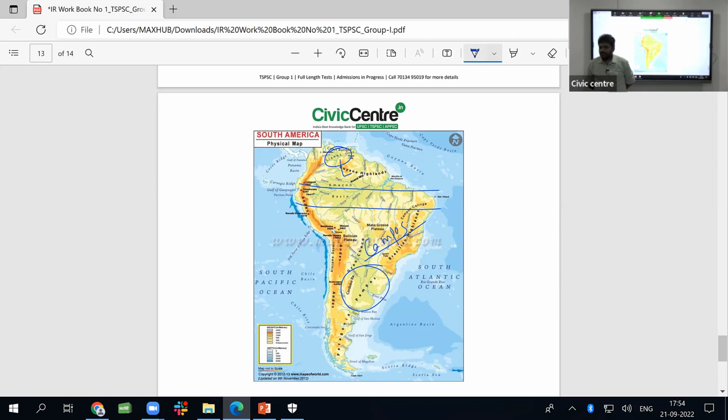Can you locate some important islands in the Pacific Ocean? Micronesia, Melanesia, Polynesia.